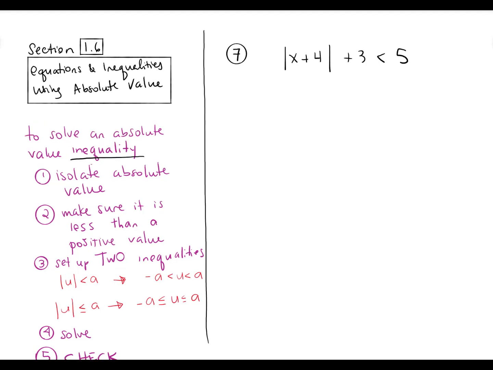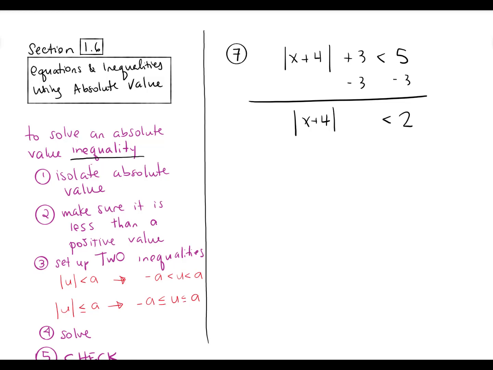Alright, for number 7, we have an inequality that has a little bit more steps than the last one. We're going to follow steps 1 through 5 as we solve this. So we want to isolate the absolute value. So that means moving the 3 over. I'm going to get x plus 4 is less than 2. Now we want to check that the value on the right hand side is positive. It is, and since it's positive, then we can move on to the next step.